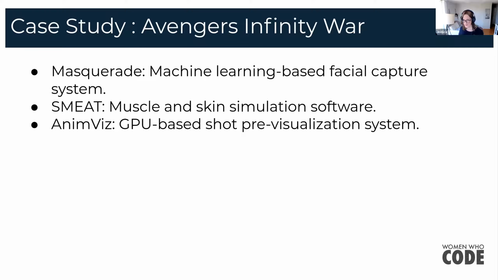And that's a good example between Masquerade, Smith, and AnimViz. So Masquerade, it's very much brand new, machine learning based, very experimental. Smith, lot of math. It's a simulation software, basically.